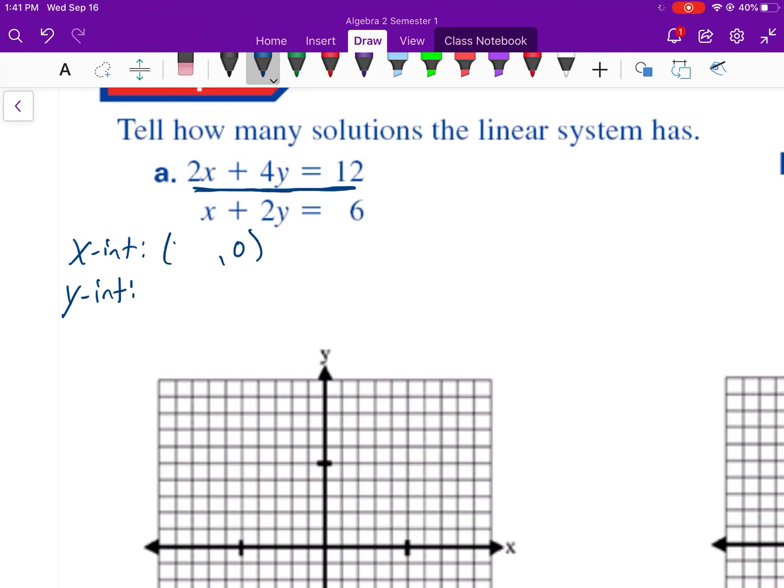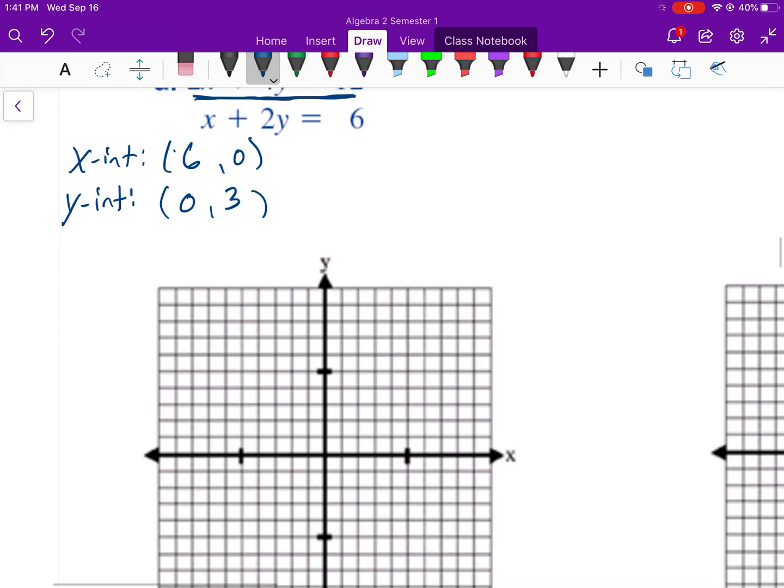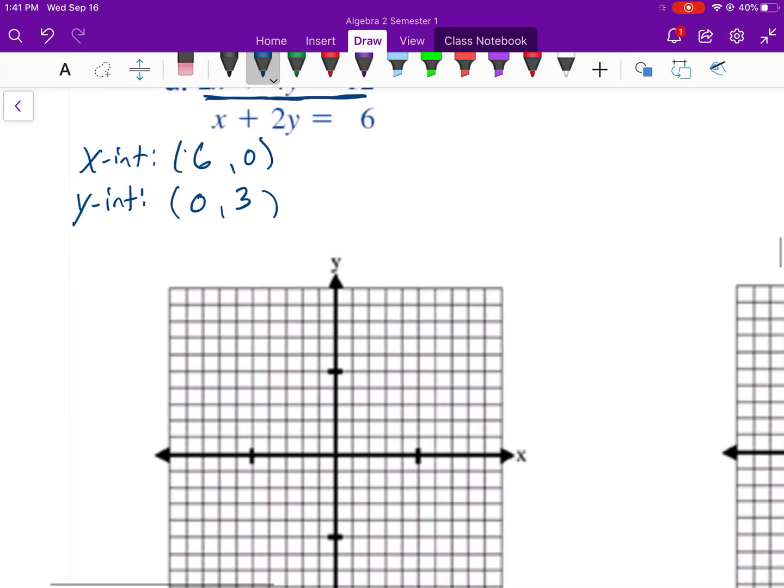If we look at it, 2x equals 12, so x is going to equal 6. Y-intercept, 4y equals 12, or y is equal to 3. So there's our 2 points that we have, (6, 0) and (0, 3).